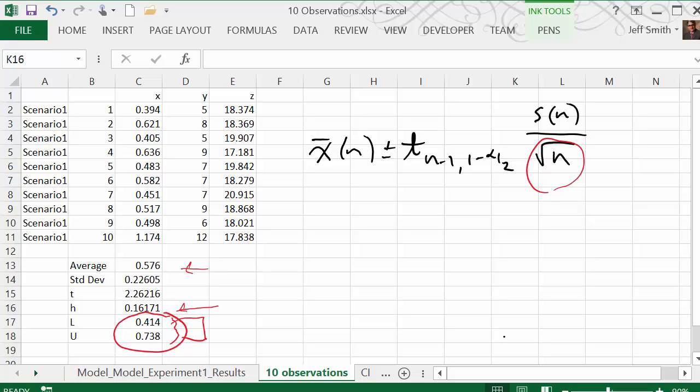So in the next video in this module, we will look at implementing this in Simio, and then we will look at this characteristic of being able to reduce the confidence interval half-width, in other words, increasing our confidence simply by increasing the number of replications.